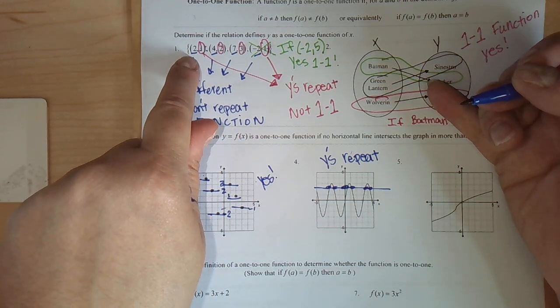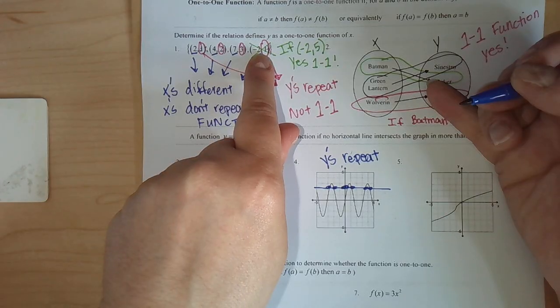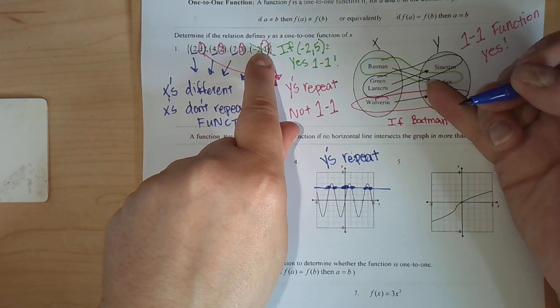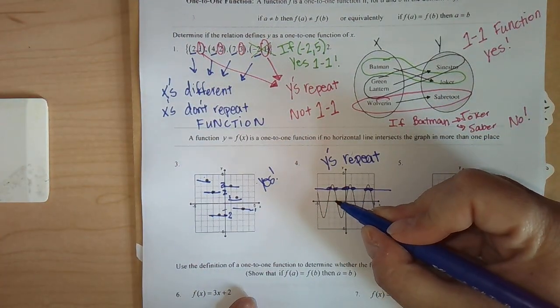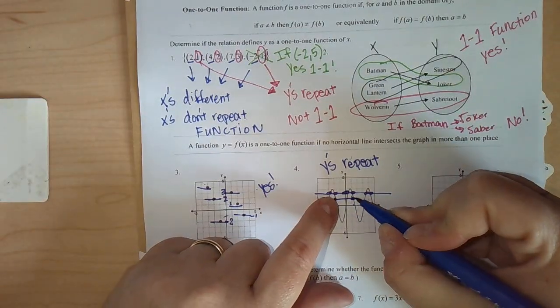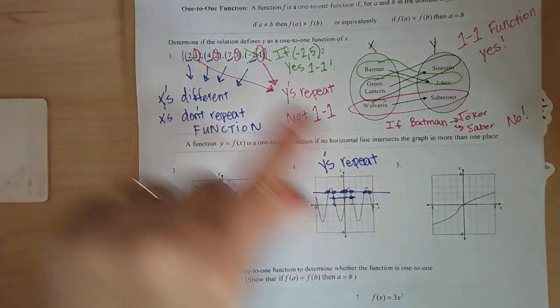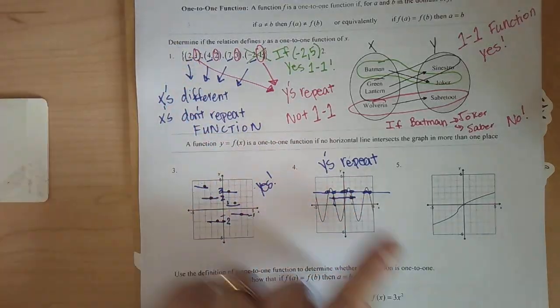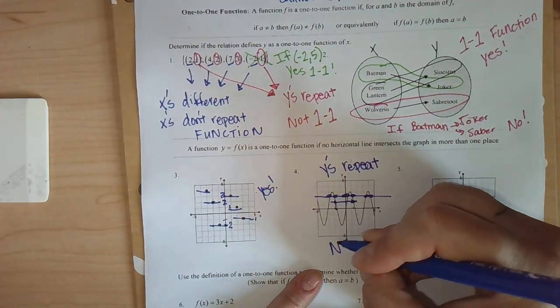So number 4 would be an example like number 1, where we had 2, 1 and -2, 1. That's where the y's would repeat. So number 1 and number 4 are the same. It's an example of something that is not 1-to-1.